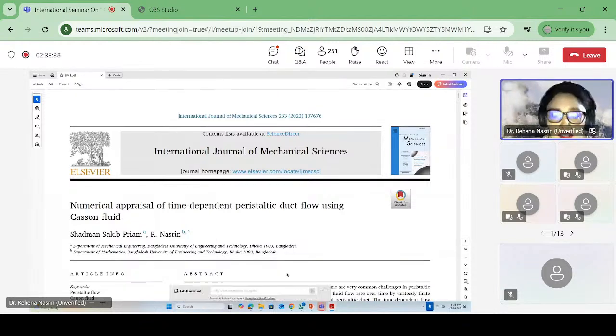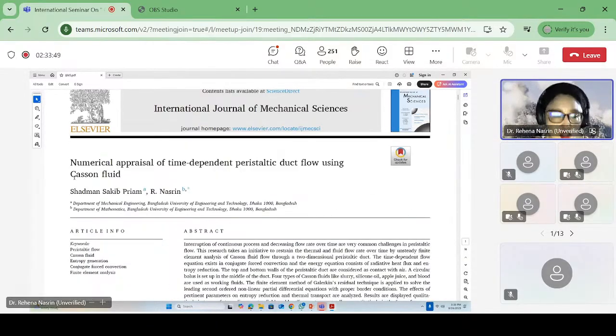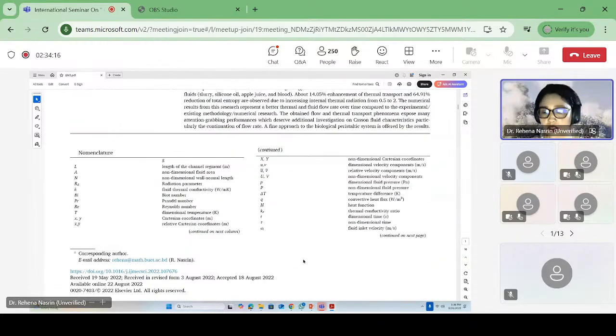Okay, so this is the Casson. Here we use Casson fluid. It is a non-Newtonian fluid, named after the scientist Casson. Water and air are Newtonian fluids, and non-Newtonian fluids are like toothpaste and honey. Here, the viscosity is not constant. In a Newtonian fluid, the viscosity is constant, but in a non-Newtonian fluid, the viscosity is not constant.